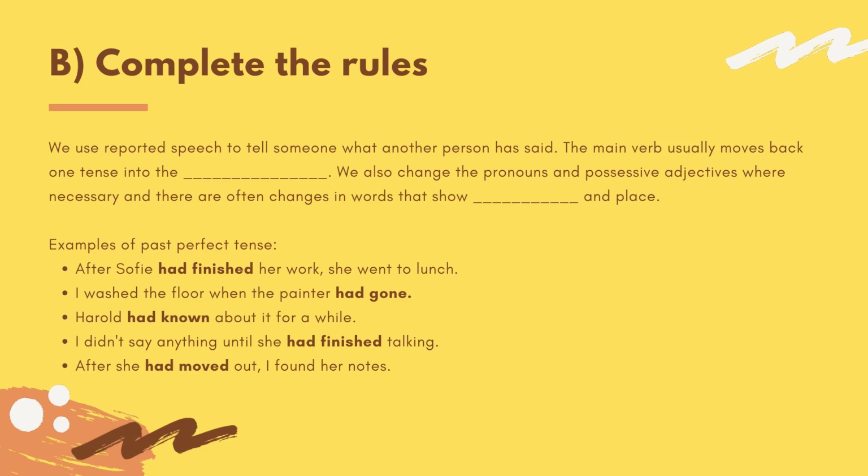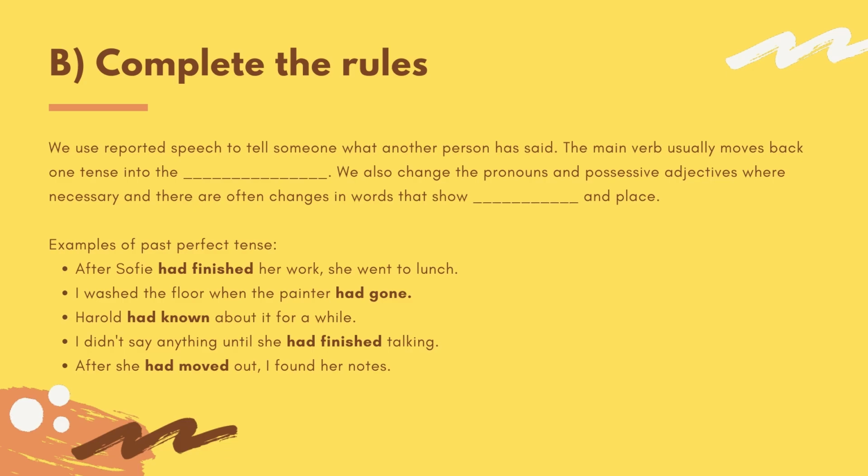And the last one, after she had moved out, I found her notes. Now, the rule for using past perfect tense is to use the word had plus the past participle. Once again, the rule for using past perfect tense is to use the word had plus the past participle. In your textbook, you can find the list of past participles on pages 174 and 175. So that will help you a lot today in the exercises.